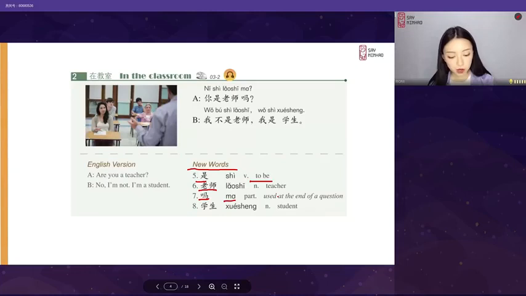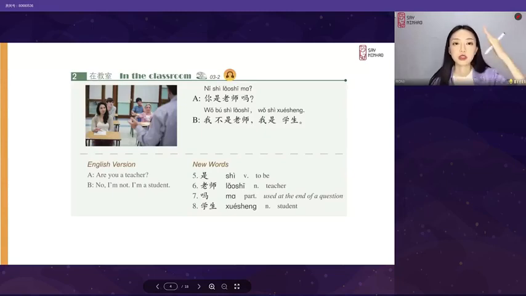Okay, now let's move on to the last one. Last one is 学生。学生。And 生 is the neutral tone, so pronounce it soft and quick. Now read after me. 学生，学生，学生。It means student, student, okay, student. So now let's try to read from the start, each word twice. 3, 2, 1. 是，是，老师，老师，吗，吗，学生。Very good. Now let's move on to our text.